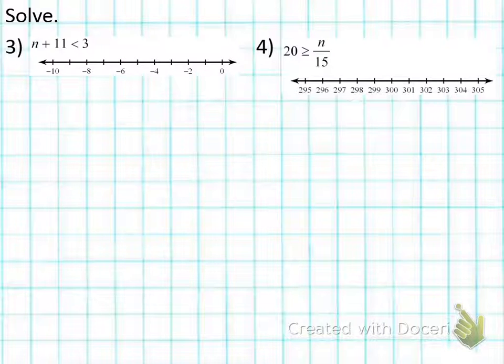Okay, number 3, n plus 11 is less than 3. Oh, look at that. It looks like a heart. Oh, how cute. You know what I'm talking about? Yeah, that's not what it means. This is not a heart, okay? It's less than 3. All right, anyways.